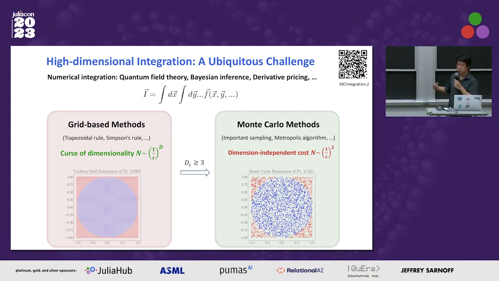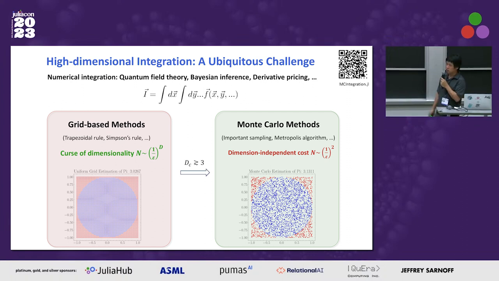If you use a uniform mesh, a uniform grid system, to estimate the integral, you can show that if you want to achieve epsilon accuracy, the grid points you need will increase exponentially with dimensions.